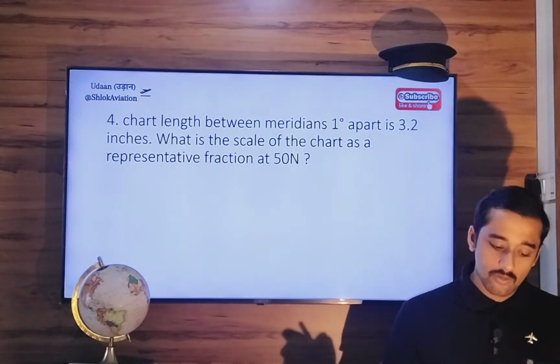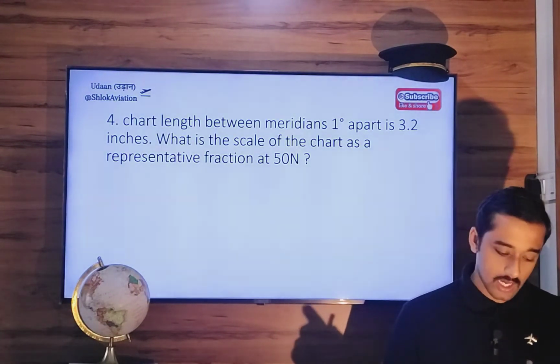Next, chart length between two meridians is so and so, 3.2 inch.